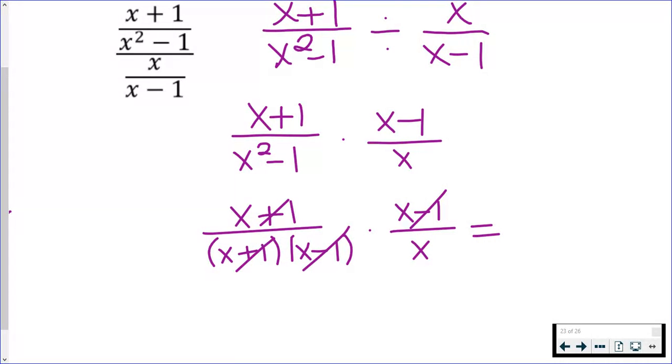Now, this is something I see all the time. The answer is not x because x is in the denominator. If there's nothing left in the numerator, there's still a 1 there. So your answer is 1 over x.